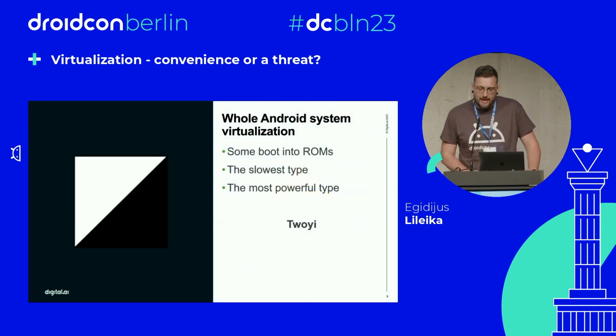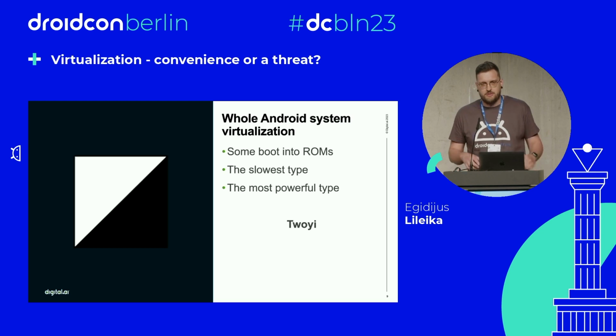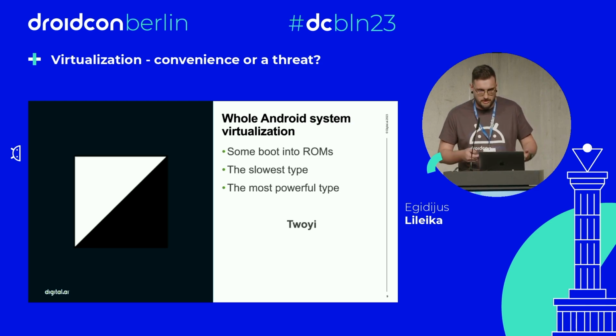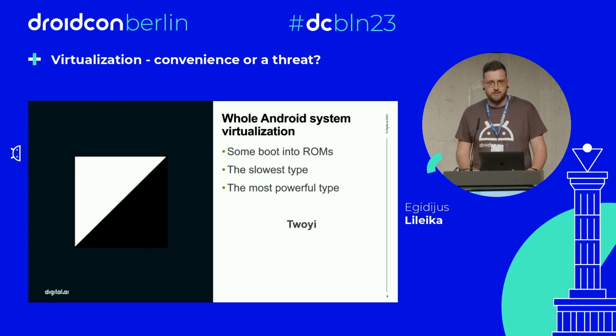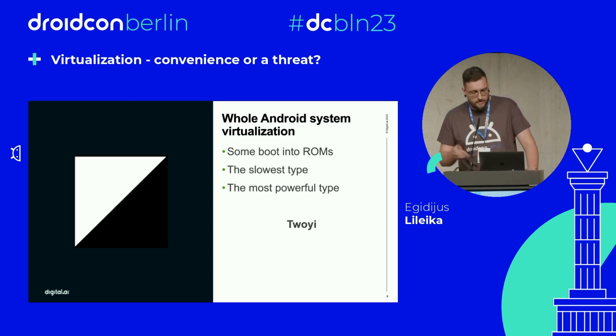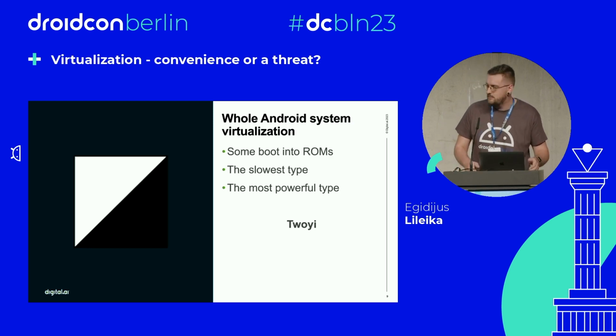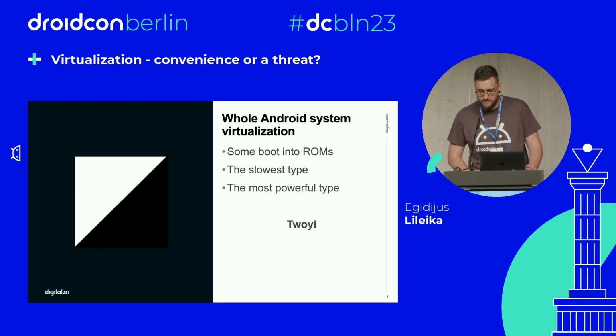Next is whole Android system virtualization. Usually virtualizers like that actually even boot into ROMs. So it's something similar to emulators, but obviously native. Of course, this is the slowest type of virtualization because you have additional layers to go through. But on the other hand, it's the most powerful type. So Twoyi, interesting name, is a really popular choice for that kind of virtualization.